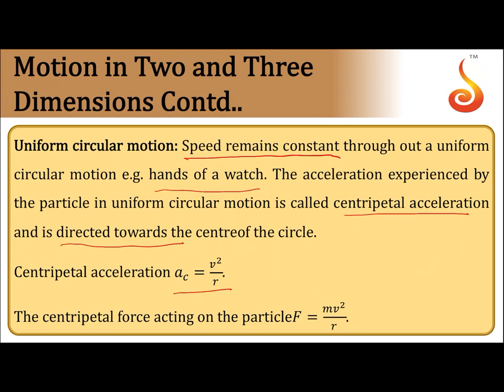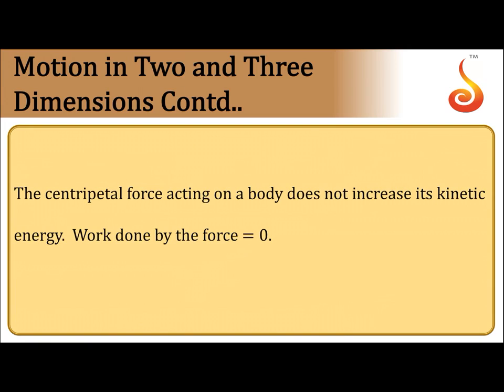Centripetal acceleration is given by a_c is equal to v square by r, where v is the speed of the particle in the circular path and r is its radius. Then centripetal force acting on the particle is given by mv square by r. So centripetal force will not increase the kinetic energy of the particle. According to work energy theorem, work done by centripetal force is 0. Centripetal force does no work.